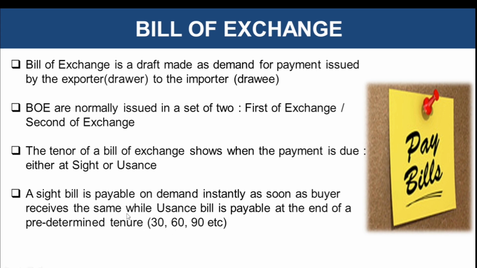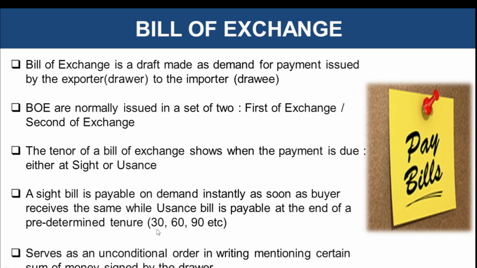So what does this mean? If the bill of exchange mentions that this bill needs to be paid after 30 days from the date of acceptance, date of acceptance means the date on which the buyer received the goods and accepted the bill. From that day, 30 days more would be allotted to him to make the payment. Okay, so this is how it would be mentioned.